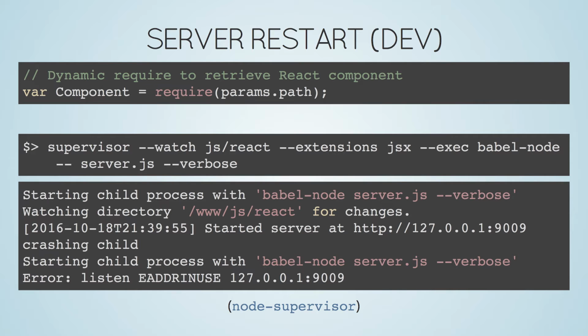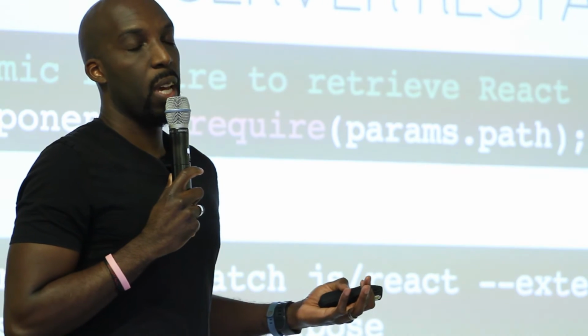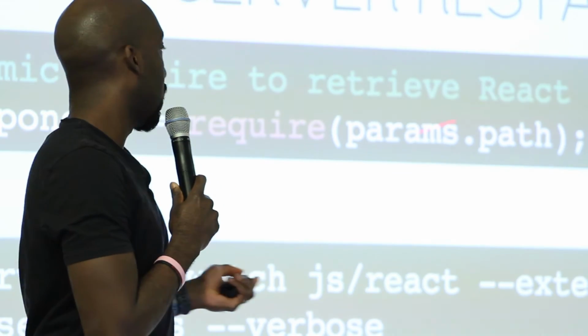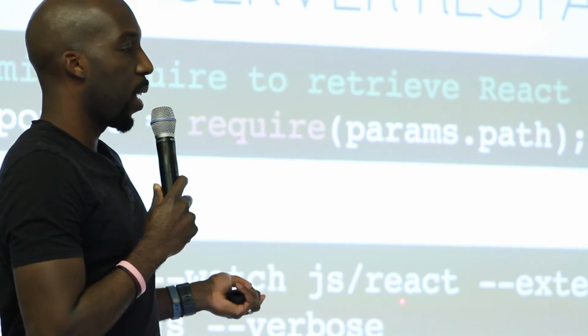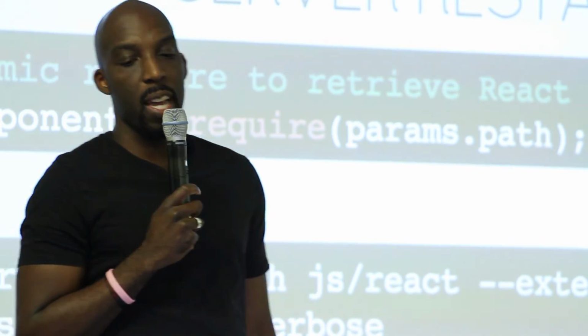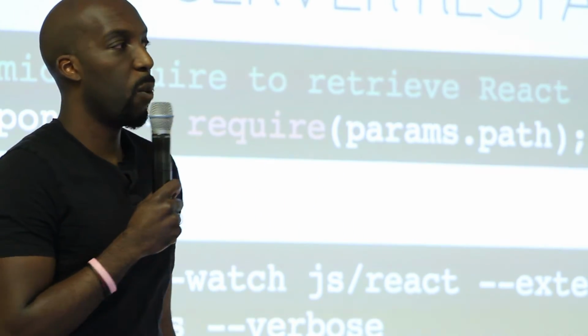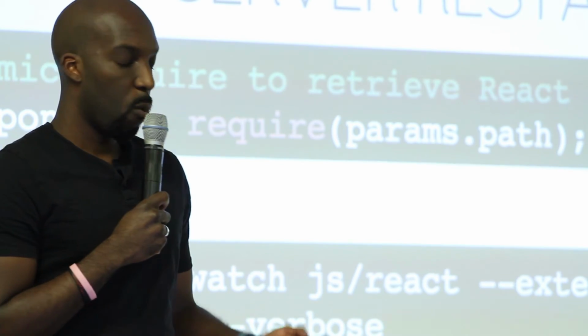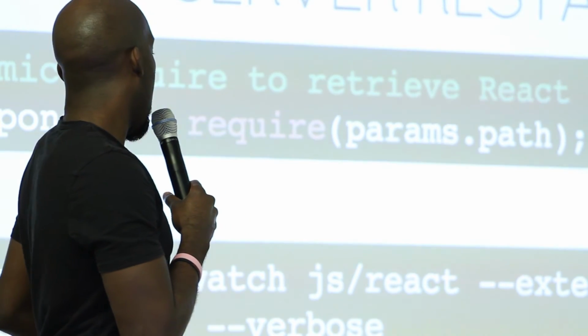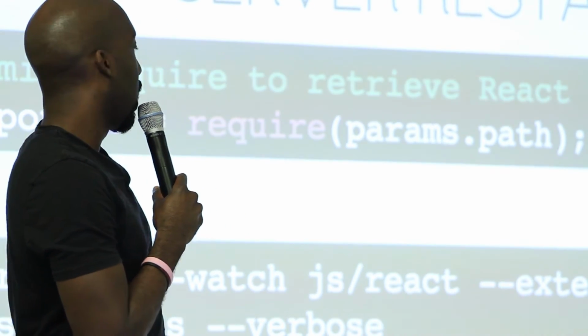So there's a package called Node Supervisor. I have a link to it way down there. Node Supervisor will basically do that for me. You pass it this watch attribute there. I say I want to watch everything in the JS React folder and only JSX extensions. And when anything in that file changes, it'll crash the server basically and then restart it.